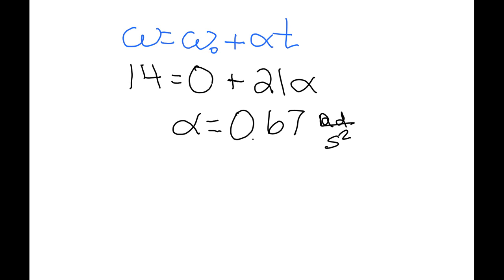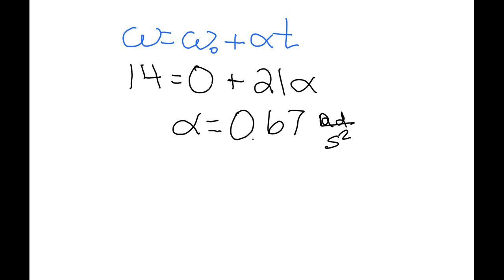Remember, with these units of radians per second squared, we can think of this as radians per second, because that's what this is telling us. It's telling us how much angular speed is gained each second. So our speed is increasing 0.67 radians per second each second.